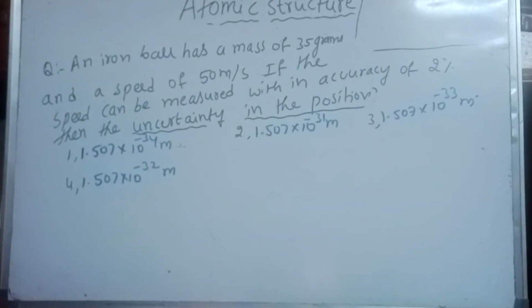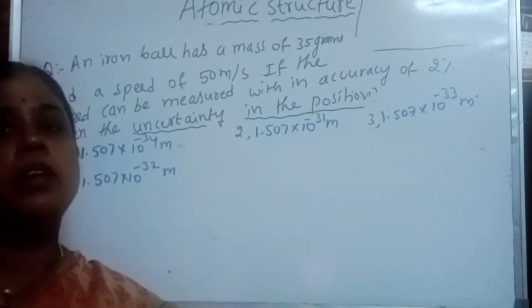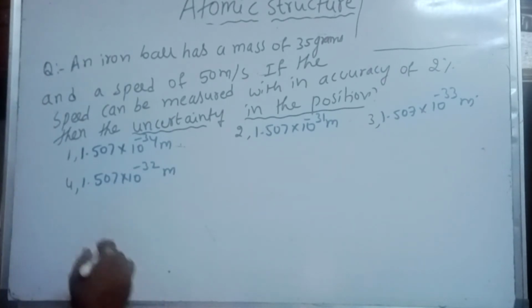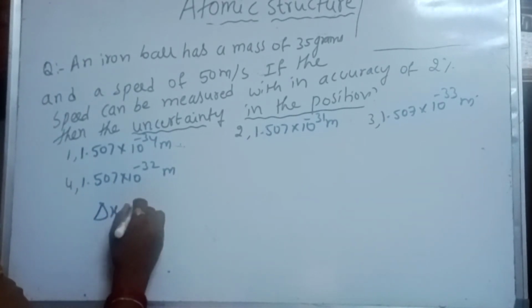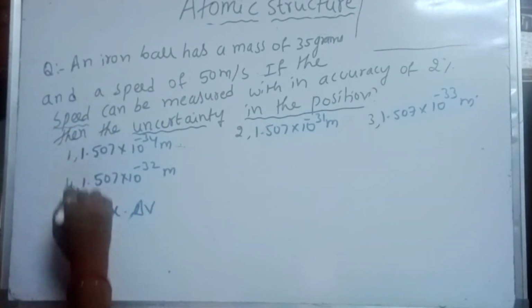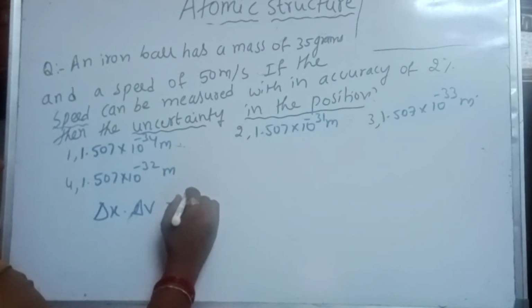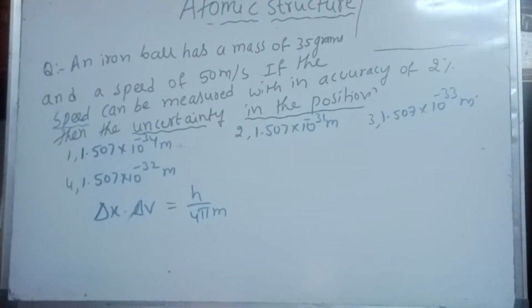This problem is based on Heisenberg's uncertainty principle, isn't it? So we use the Heisenberg uncertainty formula. What is the formula? Delta x into delta v, where the speed or velocity is given, is equal to h by 4 pi m. This is the formula to use: delta x into delta v is equal to h by 4 pi m.